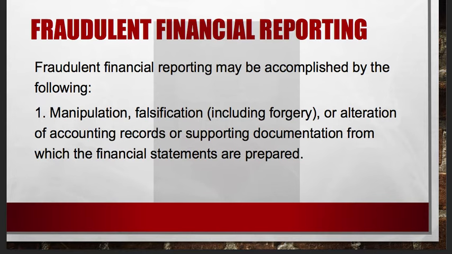Now, fraudulent financial reporting. How it is accomplished. Fraudulent financial reporting may be accomplished by the following. Number 1, manipulation, falsification, including forgery, or alteration of accounting records or supporting documentation from which the financial statements are prepared. So, meron tayong at the very beginning. From the very beginning of the transaction, doon na nakakommit yung financial reporting. Anong ginagawa? There is manipulation or falsification of the supporting documents or the source documents.